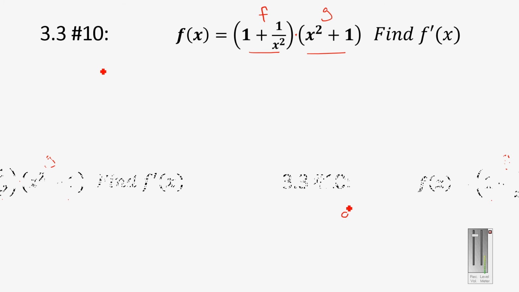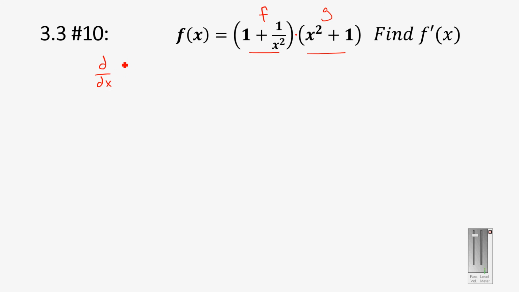The product rule says that d dx of f of x times g of x actually equals f prime of x g of x plus f of x g prime of x. So when I'm doing this one, I'm actually going to call this the f term and this the g term, and use the product rule to help me solve this one.